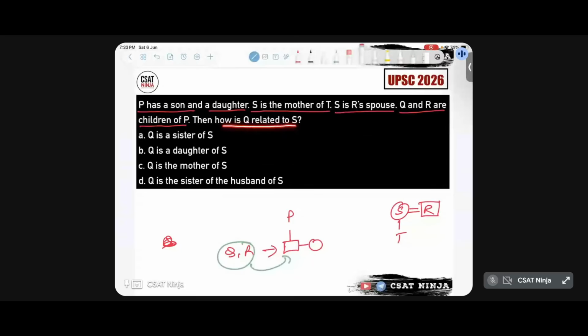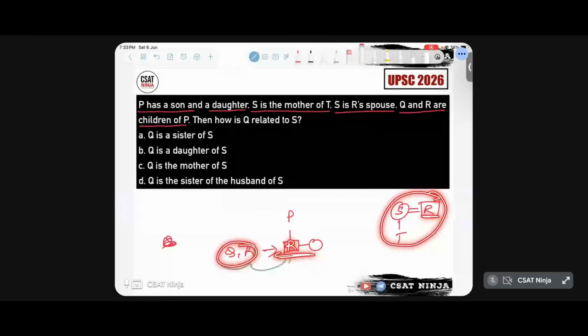If I group these statements here, S and R are a married couple and they have a child, D. I don't know the gender of D here, but this is one couple. And I'm sure that according to this statement, Q and R are children here. But because of this reference, R is a male member, which means this male member is nothing but R. I'm going to insert R here. R is this one and this is Q. That means I can write it this way. I'm going to remove this part here.